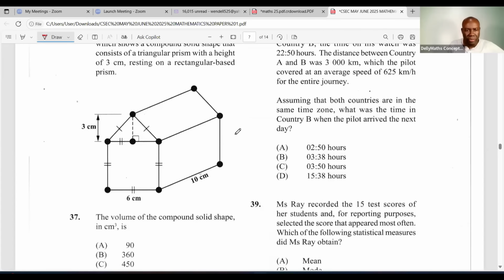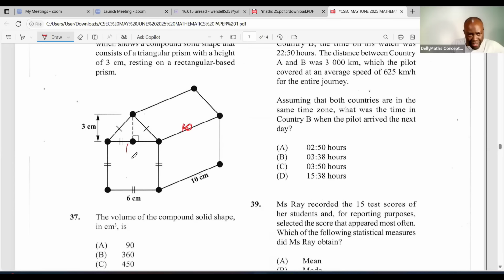All right, so all we're going to do is find the volume. The area of the triangle times the length, which is 10, will give the triangular prism part, and then we find that cuboid down there. Because this is a square, this is 6. So area of the triangle cross section: 6 times 3 over 2, that's going to give me 9. I multiply this by 10. This is 90. So all of this has a volume of 90.